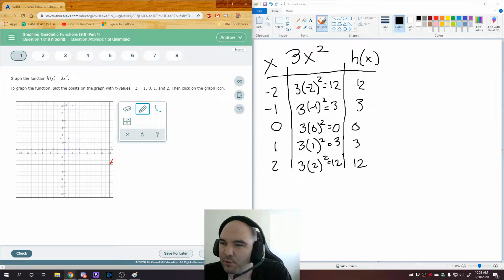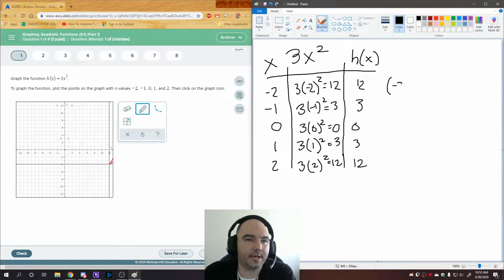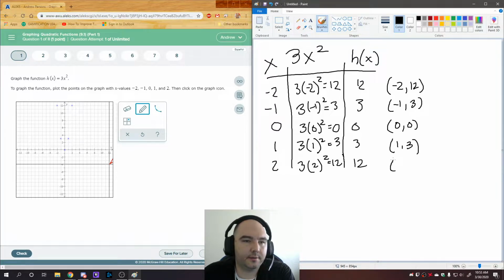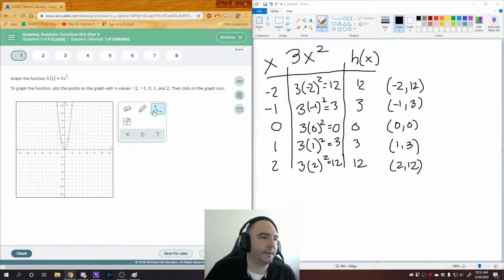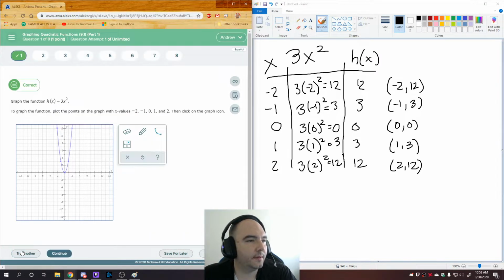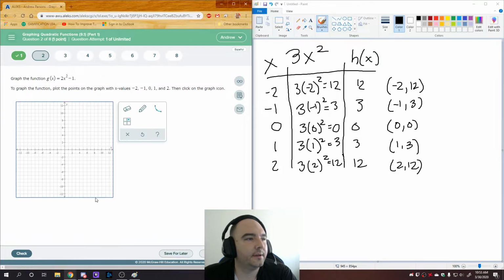Then you make an ordered pair. I guess I could add this on to the end here, that once you have the beginning and end stuff, you're technically graphing these points: (-2, 12), (-1, 3), (0, 0), (1, 3), (2, 12). And then you click this little button to make a parabola. That's what Alex will want you to do at least. And voila, it's graphed. Check. Hooray! 1 down, 7 to go.